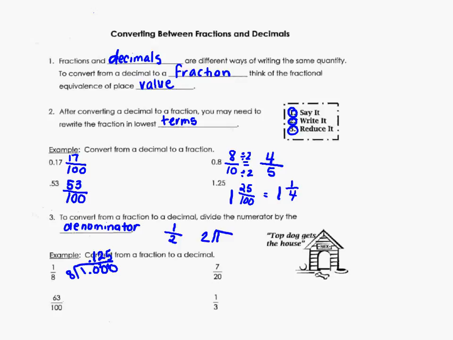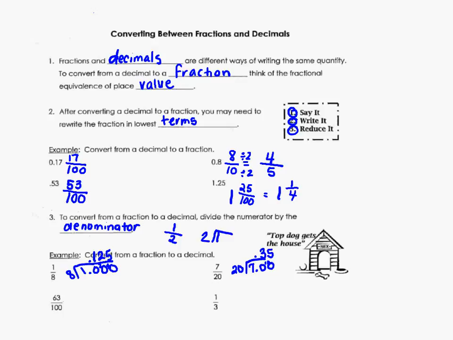Our second example, top dog in the house, 7 divided by 20. 20 can't go into 7, so I'm going to add my decimal and a 0. 20 goes into 70 3 times with 10 left over. And then I can say 20 goes into 100 5 times. Where the decimal is in the problem, it goes on the rooftop. So 7/20 is equal to 35 hundredths.